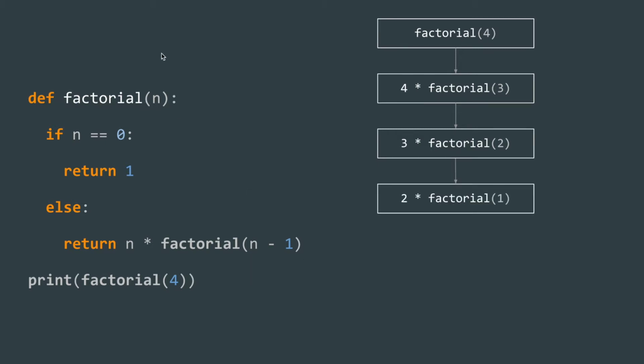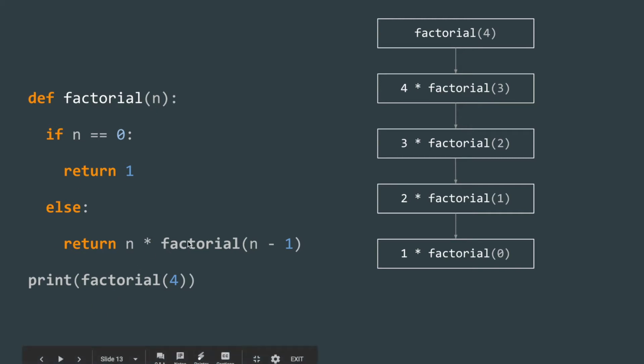So pass in 2 again. 2 isn't equal to 0. Jump down to the recursive case. We'll do 2 times factorial of 2 minus 1, or the factorial of 1. Same thing, 1 isn't 0. Jump down here, n times 1 minus 1, factorial of 0. So we pass in 0. And finally, since n is 0, we're going to return 1, our base case.